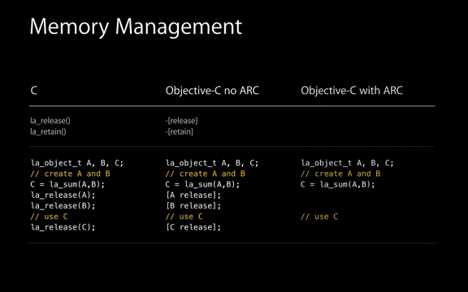And then finally, Objective-C with ARC, which is what we recommend, just lets you write exactly what you want with no explicit memory management. From here on out, all of the examples that I show are going to be Objective-C using ARC, so there's going to be no memory management.